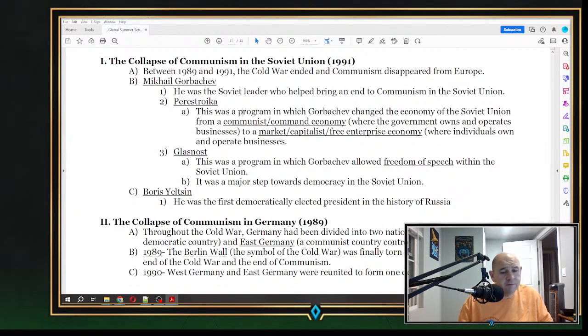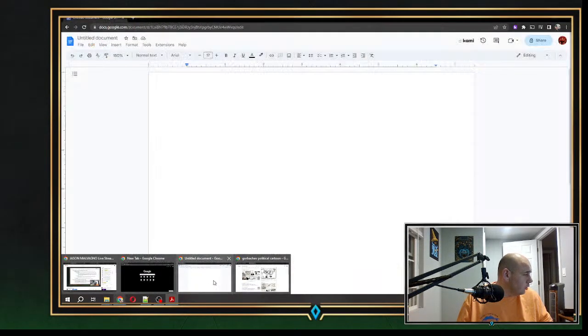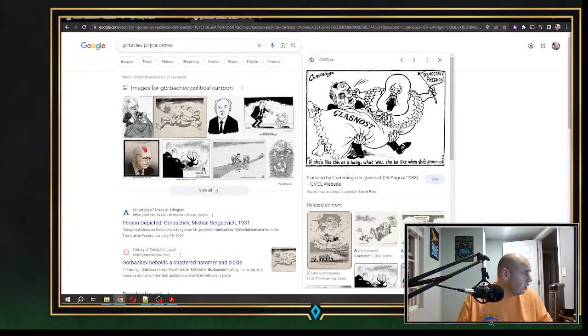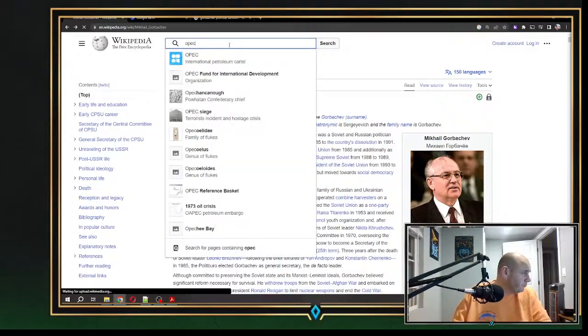What is OPEC? OPEC stands for Organization of Petroleum Exporting Countries. OPEC is what you call a cartel. Have you ever heard the phrase drug cartel? Drug cartel is not a specific thing. A cartel is a way of doing business. It's a mechanism for controlling a market.